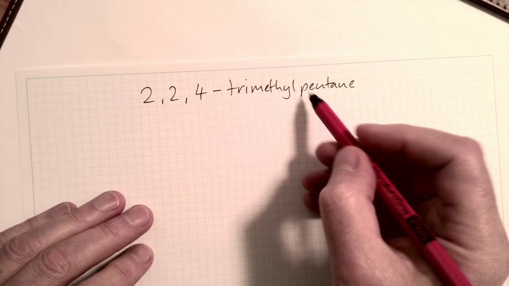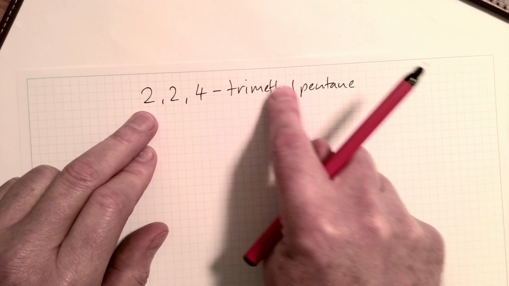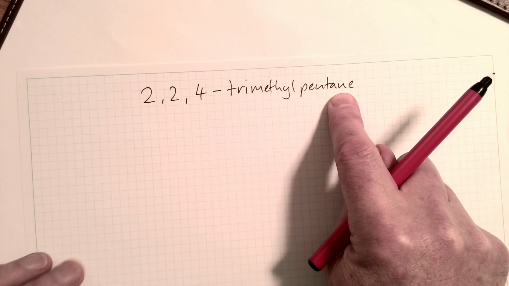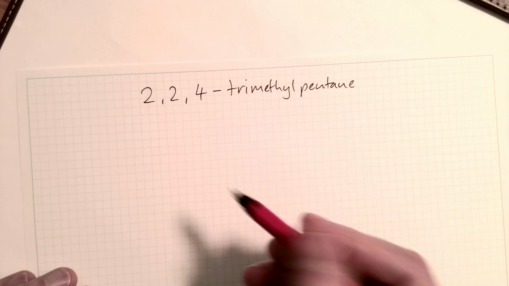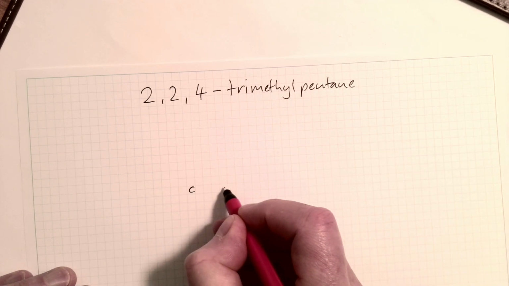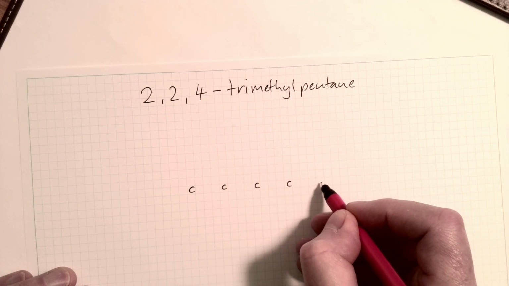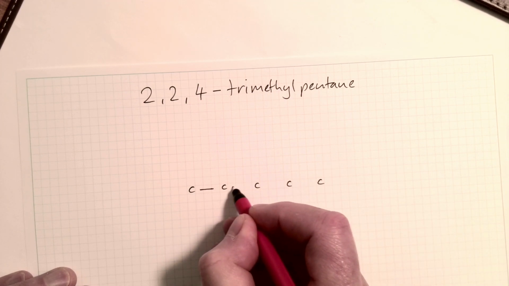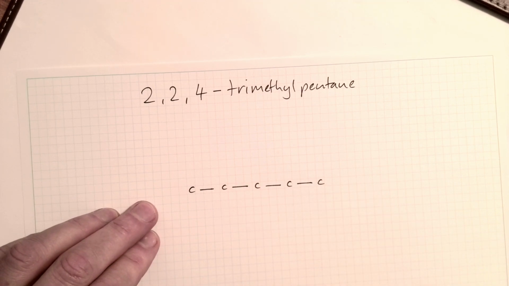This one looks a little bit more complicated because it's got these three numbers up here and only one substituent group named, and it is a pentane again. So let's just take it methodically. We'll start with the pentane. So I'm going to take my carbons and draw 5 carbons in my main chain. All right, there they are, all 5 of them.